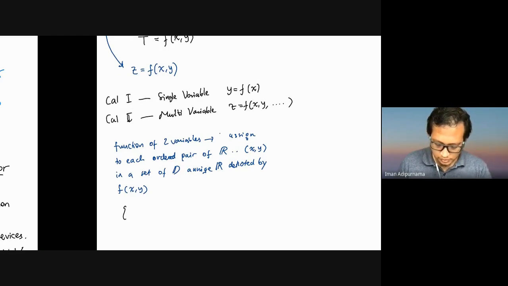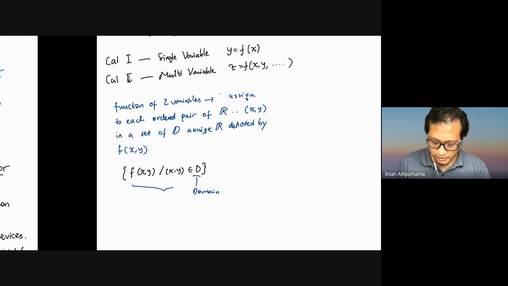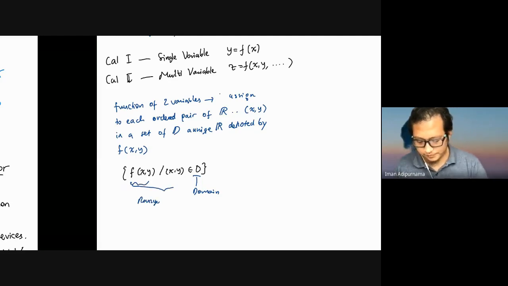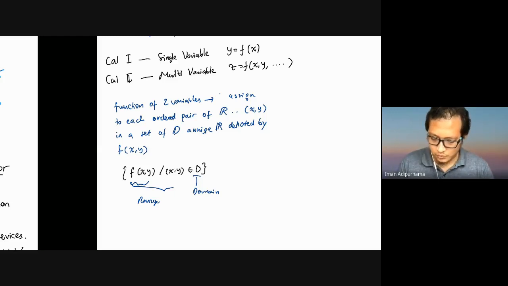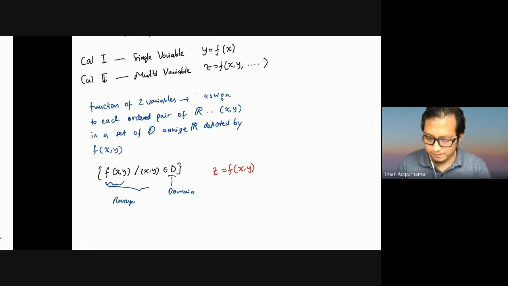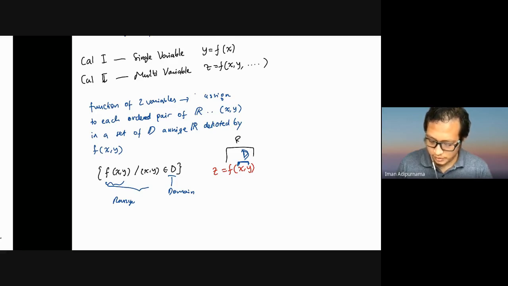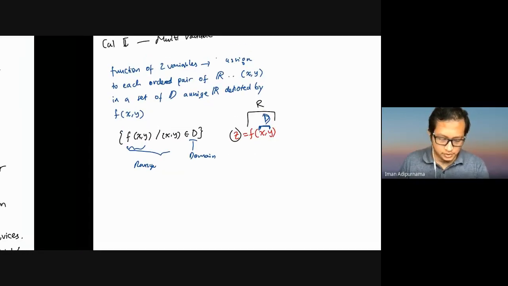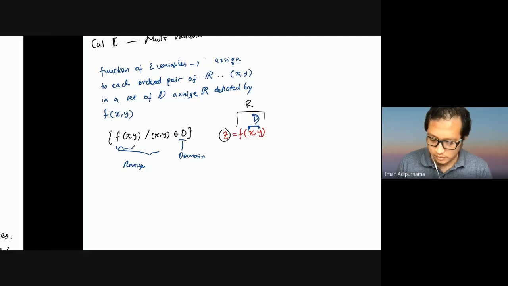And we can write this in terms of D, which is the domain, and this will be the range, right? This f is the range. So what does it mean? It means that when you apply this, we are assigning these two variables. This is our domain, and z becomes the range. So it's like setting up two variables, and the range will be z.